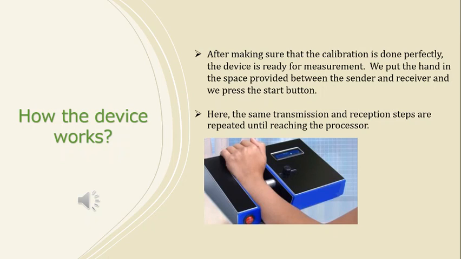We put the hand in the space provided between the sender and receiver. We press the start button. Here the same transmission and reception steps are repeated until reaching the processor. And here the processor shows the phrase progress, to apply the measurement equations based on the bone density scale confined between the values 4 and -4.